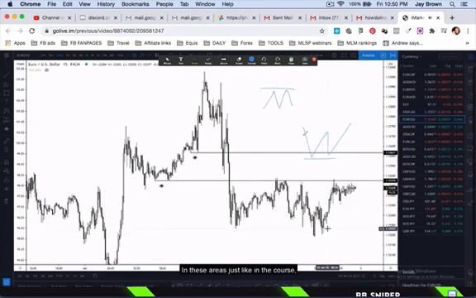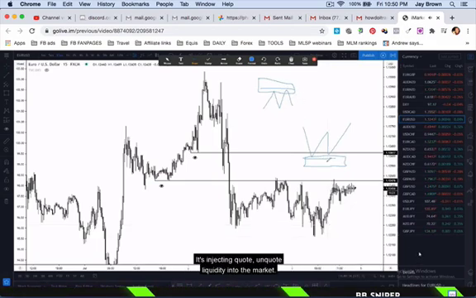Okay, in these areas, just like in the course, we call it a pocket of money. The reason why is because in this area, there are so many different opinions in approaching this area with stops. It's injecting, quote unquote, liquidity into the market. So whether it's a buy stop or a sell stop, stop losses, take profits for other people, there's so much order exchanging going on in here.